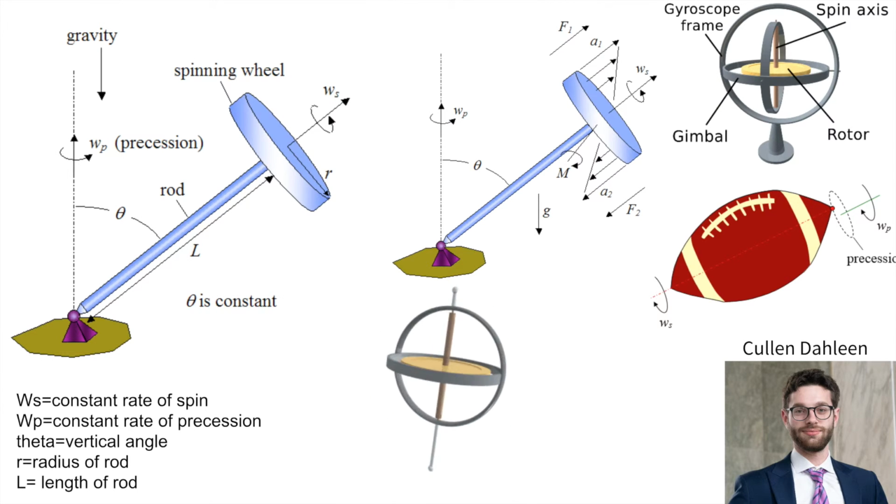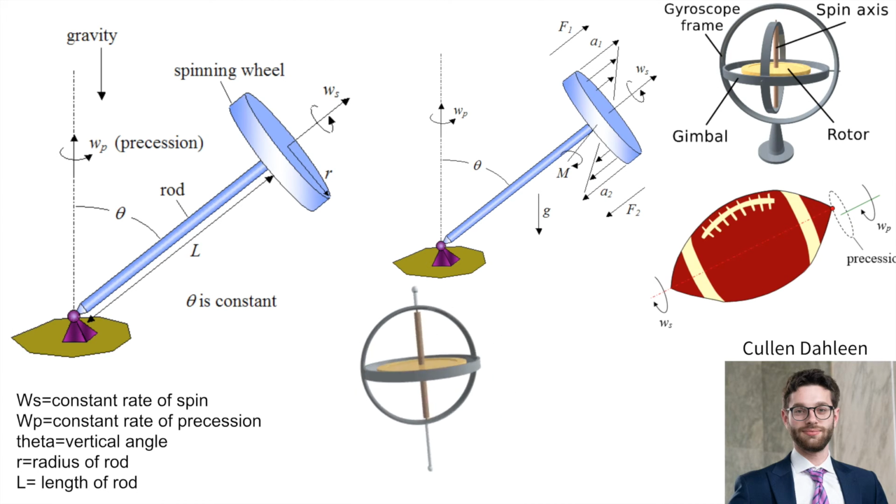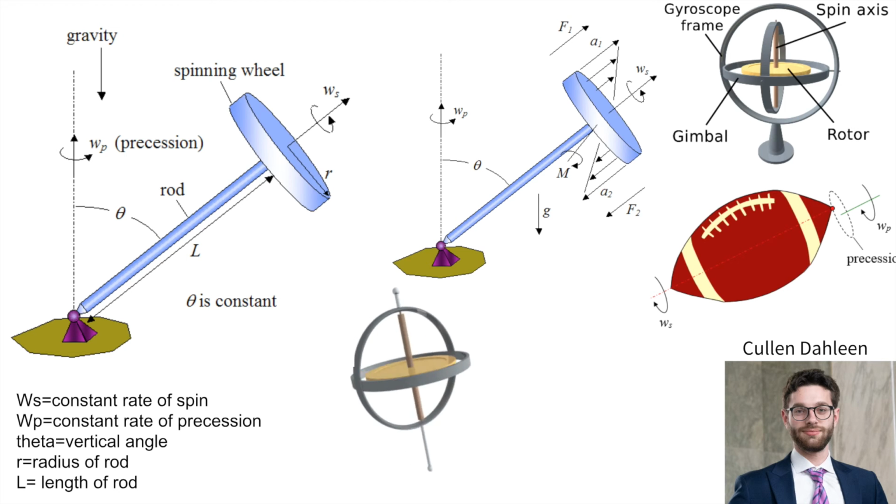The same effect seen in the gyroscope explains how the long axis of a football is able to remain aligned in flight, wherein the gyroscopic response to the aerodynamic forces keeps the football aligned with its flight trajectory.